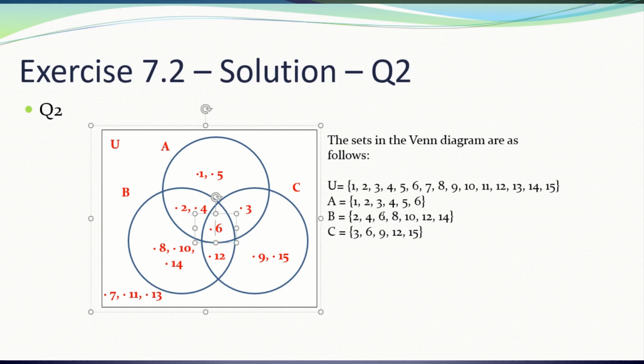A and B have what in common? A and B have 2 and 4 in common. So 2 and 4. C doesn't have 2 and 4, isn't it? So C has 3. A and C have 3. Can you see that? So the balance will go outside, and the one that doesn't belong in any set goes right outside. So you take your time, fill it up, it shouldn't be a problem.